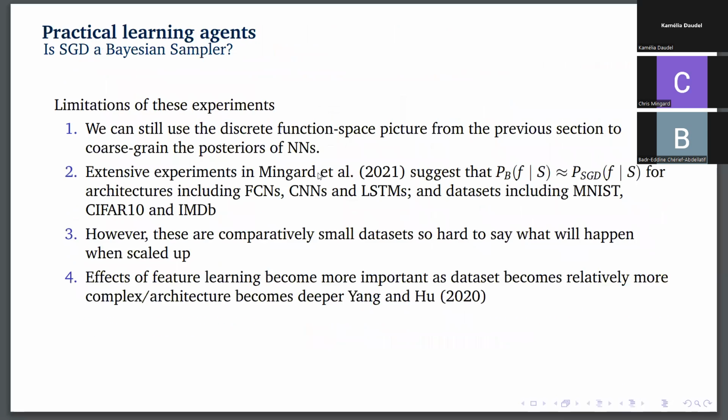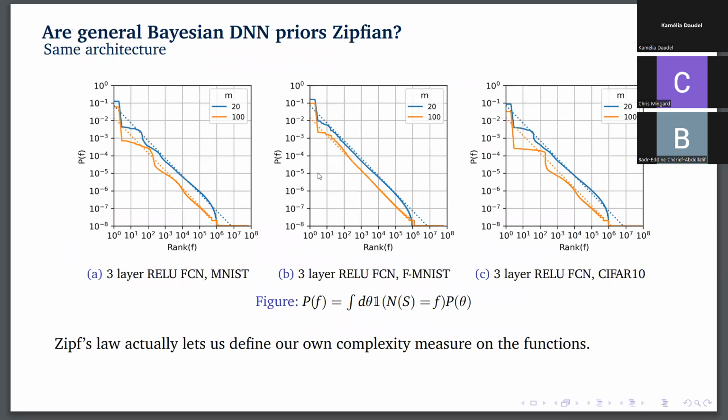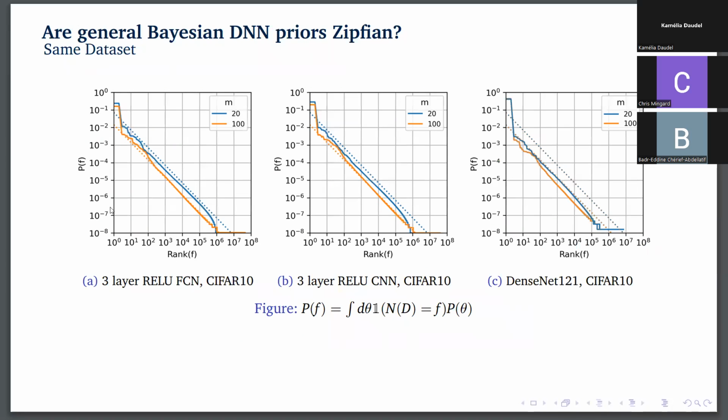I skipped over these Zipf's law experiments here, but these arguments would predict Zipf's law no matter where you are. We've taken the same data set with different architectures, and you get Zipf's law in all three cases. So it's probably easier to see here: we've got the same data set, CIFAR10, and three different architectures. They're all roughly Zipf's law, but because they generalize differently, we know that the ordering of the functions is massively different.